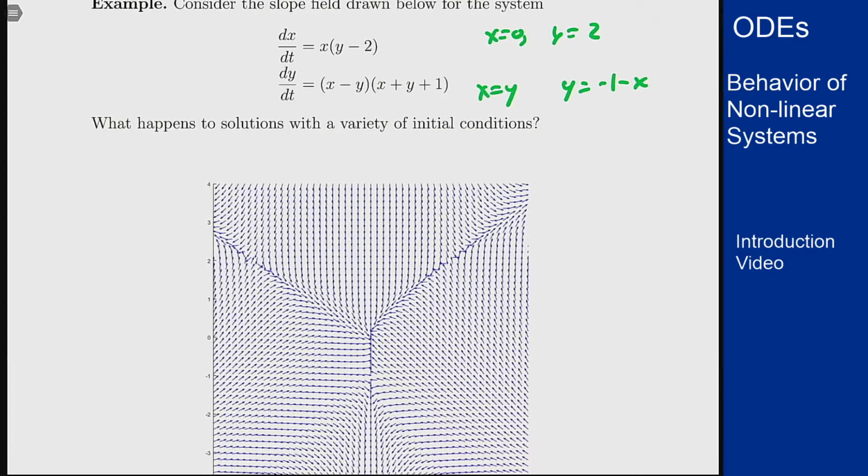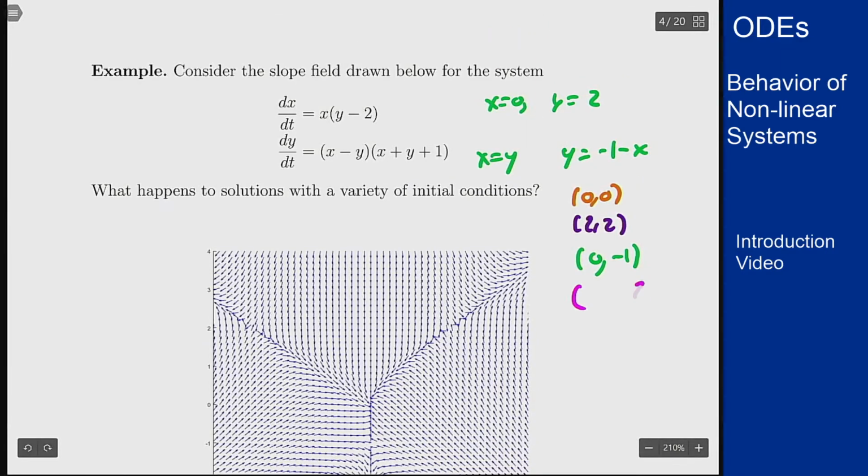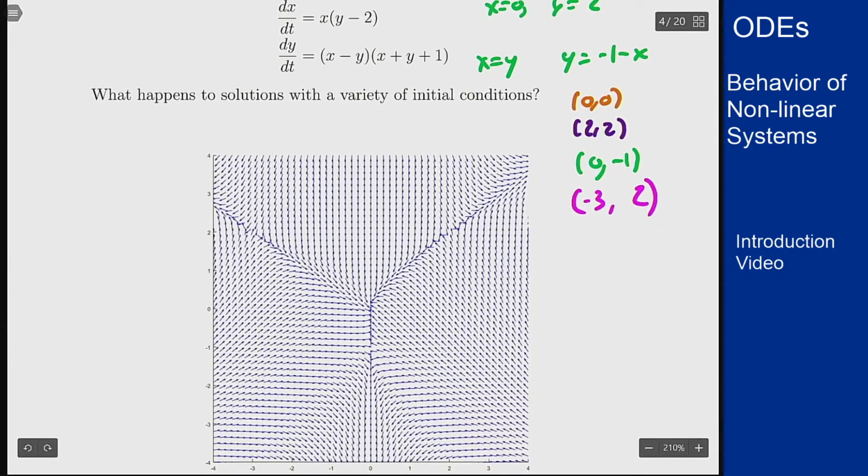So from that, we're going to get 4 points. We're going to get (0, 0). We're going to get (2, 2). We're going to get 0 and -1. And we'll get 2 for y and -3 for x. Then we can plot these on our slope field to see how everything's going to interact here. So (0, 0) is going to be around here. (2, 2) will be up here somewhere. (0, -1) is right here. And (-3, 2) is up here.